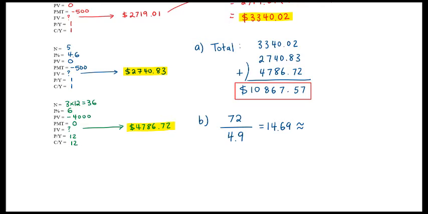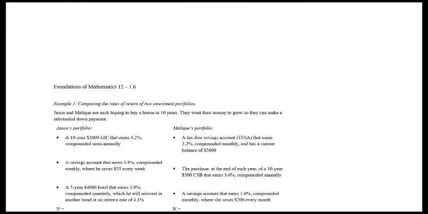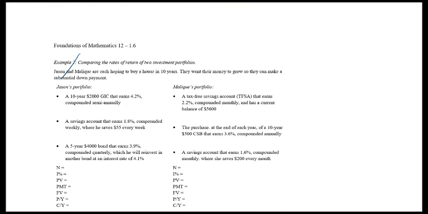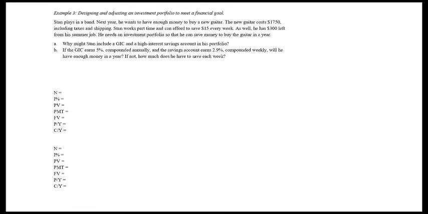And we can use the approximate as 15 years. So this number represents the number of years it takes to double her initial amount. Okay, so that's the end of question 1. Moving on to example 3. Once again, I'm going to skip example 2. Okay, so let's go to the last page in our note package for section 1.6.